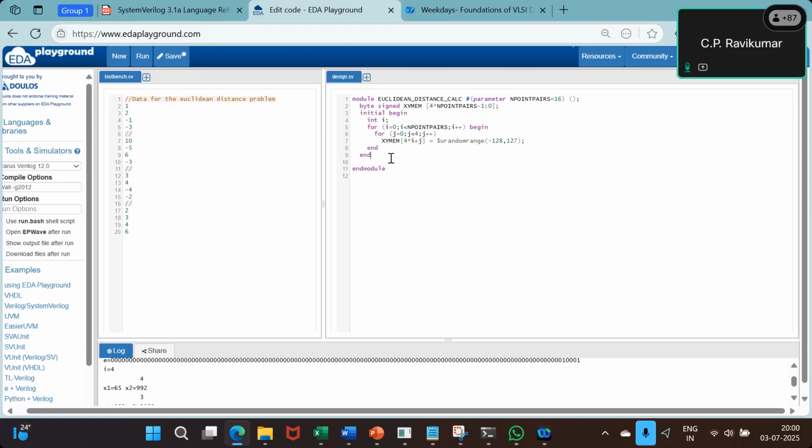So once the data is generated, you could even print.